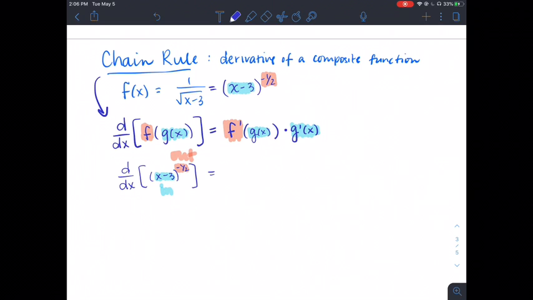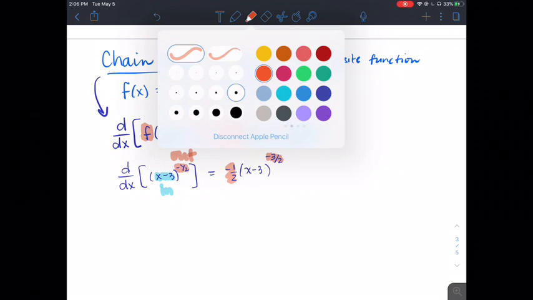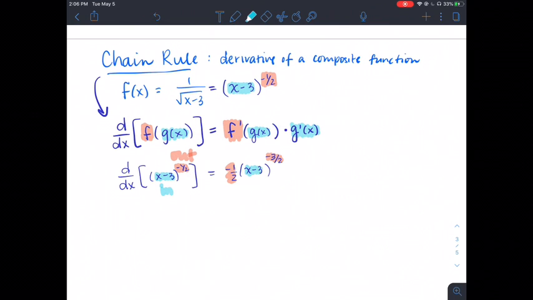We're going to start by taking the derivative of the outside function. The derivative with the power rule says we bring down the negative 1/2, and then we change our exponent to be negative 1/2 minus 1, which is negative 3/2. There's the derivative of my outside function, and I'm going to leave the inside function the same.